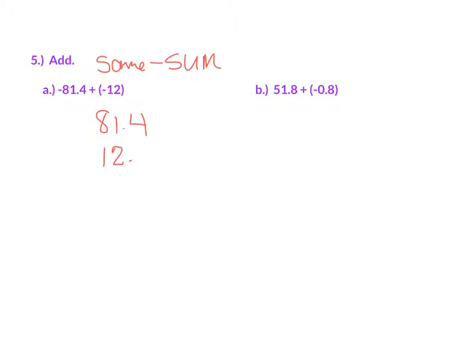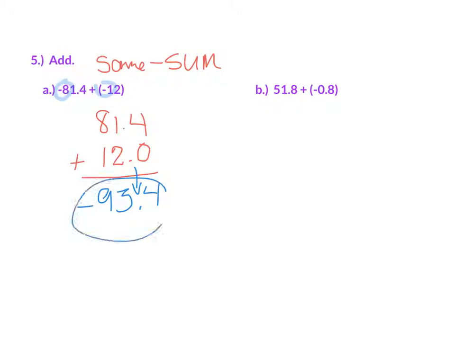You're like, but I've got this 4 hanging out over here by itself. You can just simply put in a placeholder as 0. And I'm adding these together. So 4 plus 0 is 4. 1 plus 2 is 3. 8 plus 1 is 9. Drop that decimal straight down. I've got 93.4. And now I can't forget that both of these, the reason we were adding is because they have the same sign, but both of those signs are negative, so therefore my answer is also negative. So negative 93.4 is the answer there.